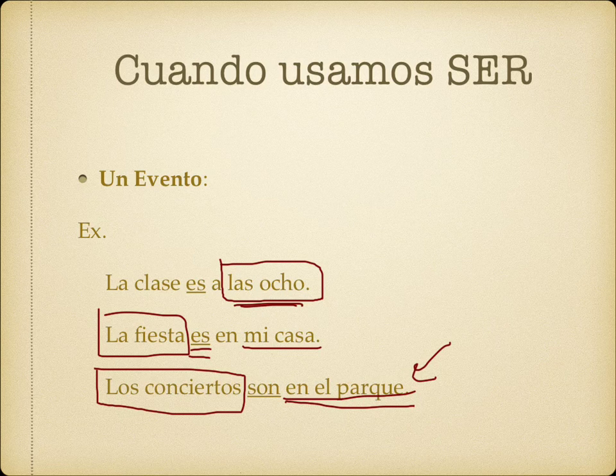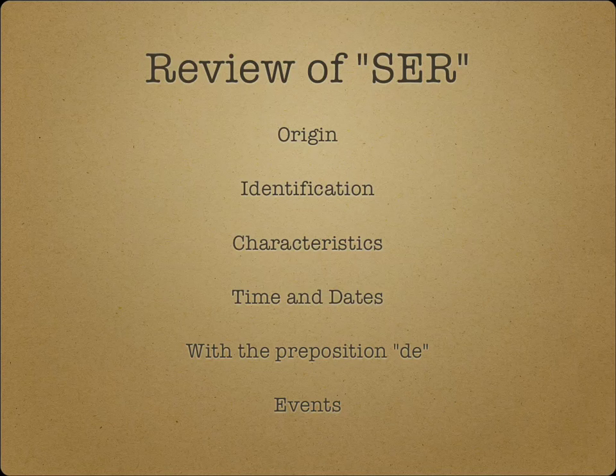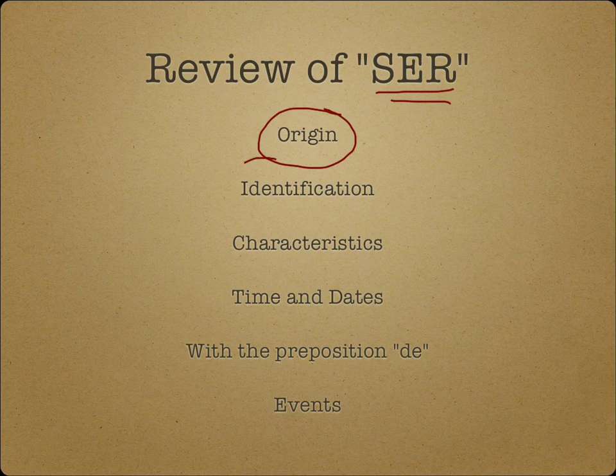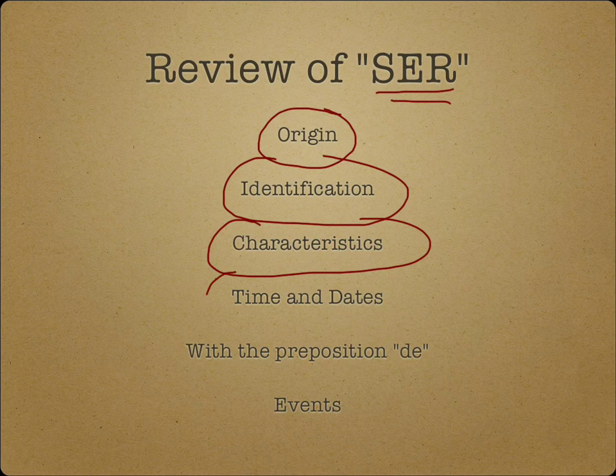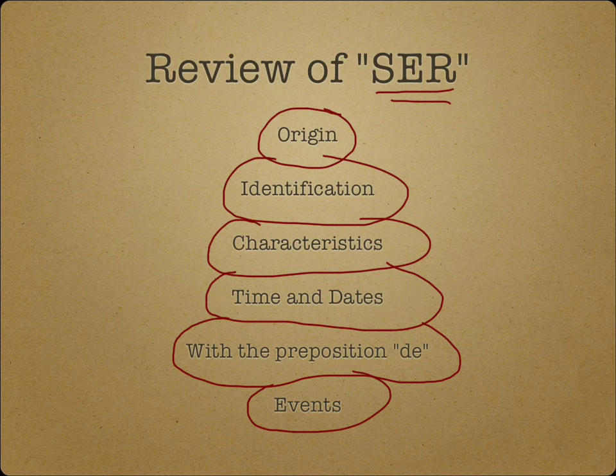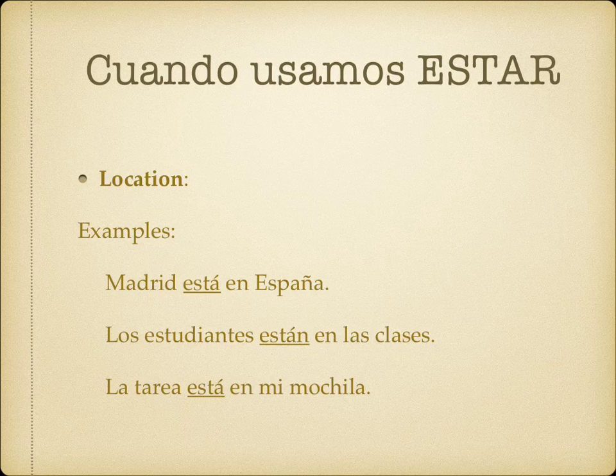We can have a discussion about this further in class if you'd like to. All right, so here's just a brief review of the verb ser when we use it. So when we use the verb ser, to be, we're going to use it when we talk about origin, identification, characteristics of an individual or thing, when we're telling time or giving the date, with the preposition de, and anytime we're talking about specific events. So let's take a look at the verb.